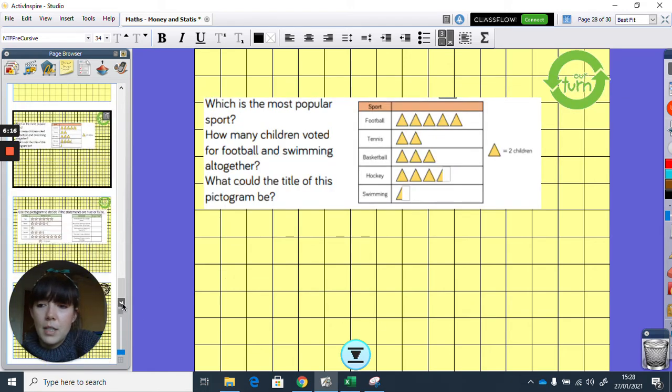Right, let's have a go all together. So here is a pictogram showing who likes what sport the best, okay? So children have voted on which sport they like the best. Which is the most popular sport? How many children voted for football and swimming all together? What could the title of this pictogram be?